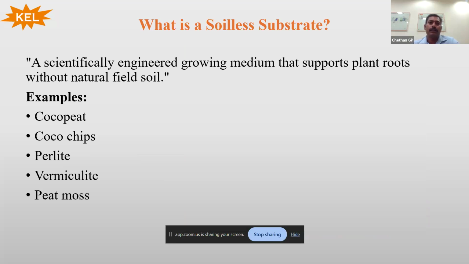Soilless substrate. One of the most common misconceptions in agriculture is that plants need soil to grow. In reality, plants do not require soil itself. What they actually require is a suitable environment that supplies four essential elements: water, oxygen, nutrients, and physical support for the root system.